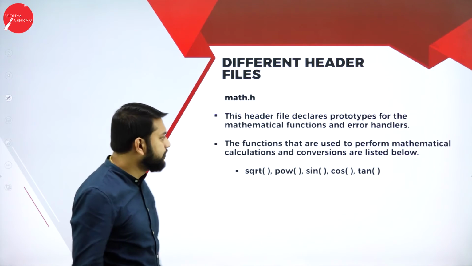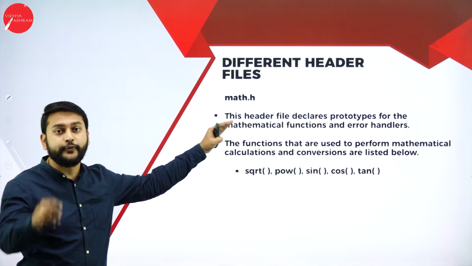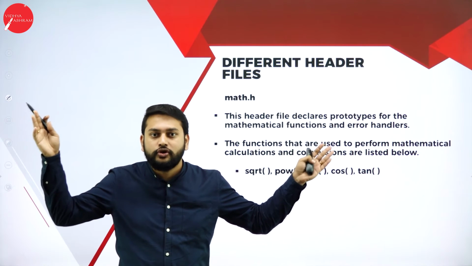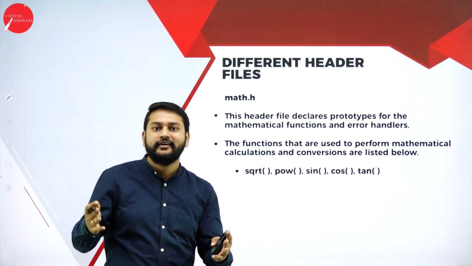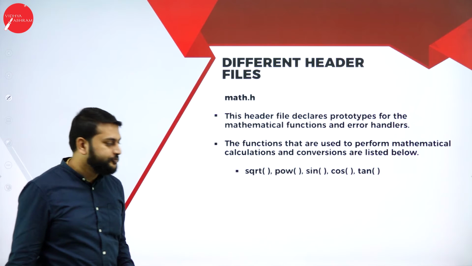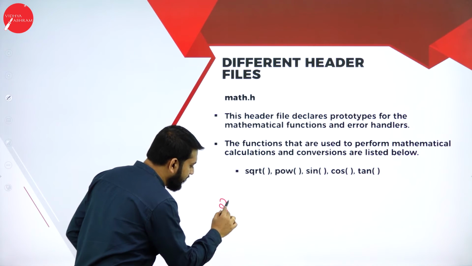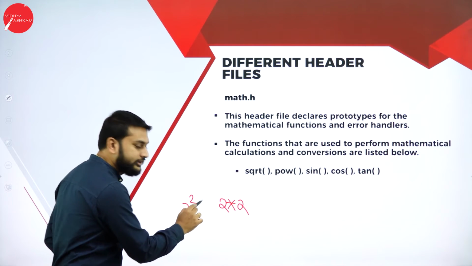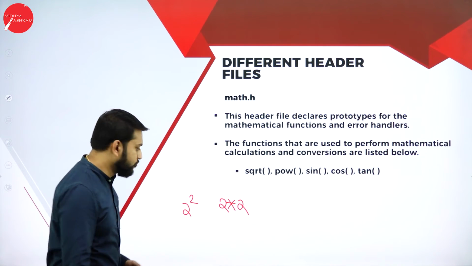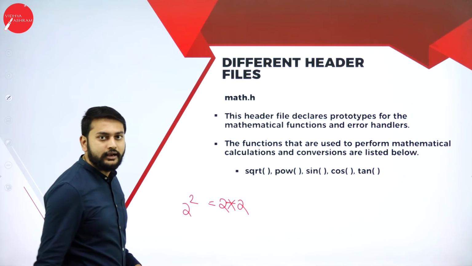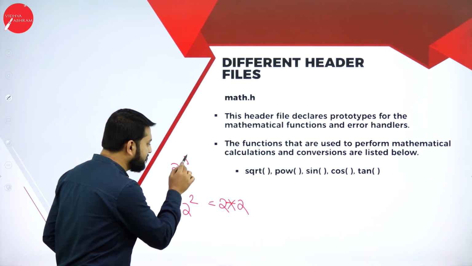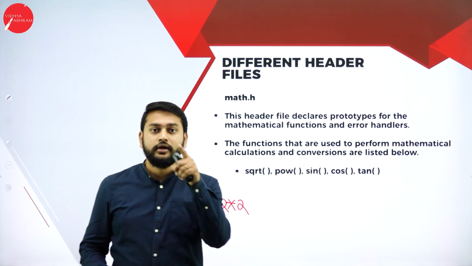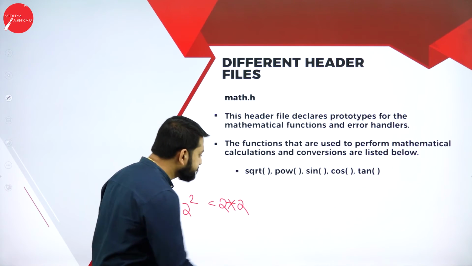Right? The next important thing is math.h. Listen to me carefully. If I want to calculate the square of a given number, 2 to the power of 2, how will you calculate? 2 into 2. Now I write 2 to the power of 8: 2 into 2 into 2 into, I have to keep writing. But this can be made easy. How?